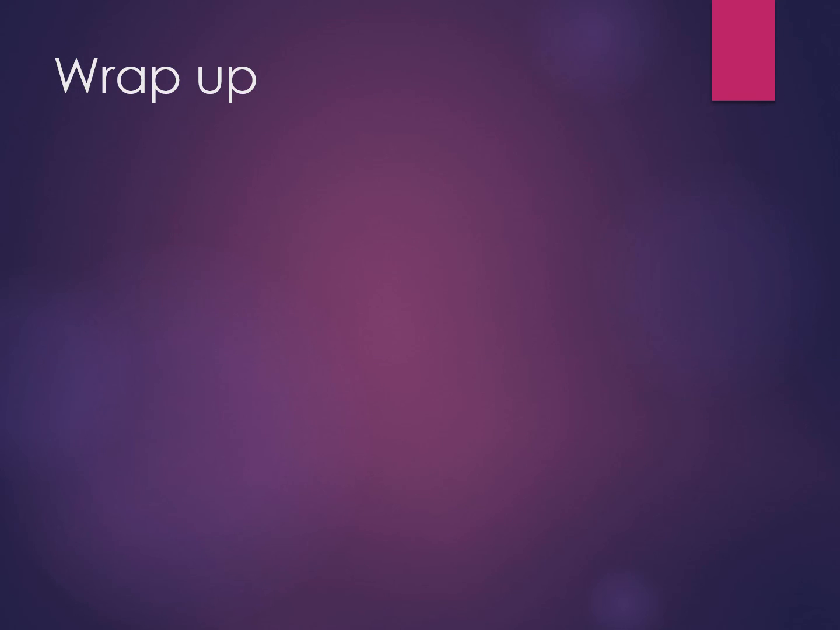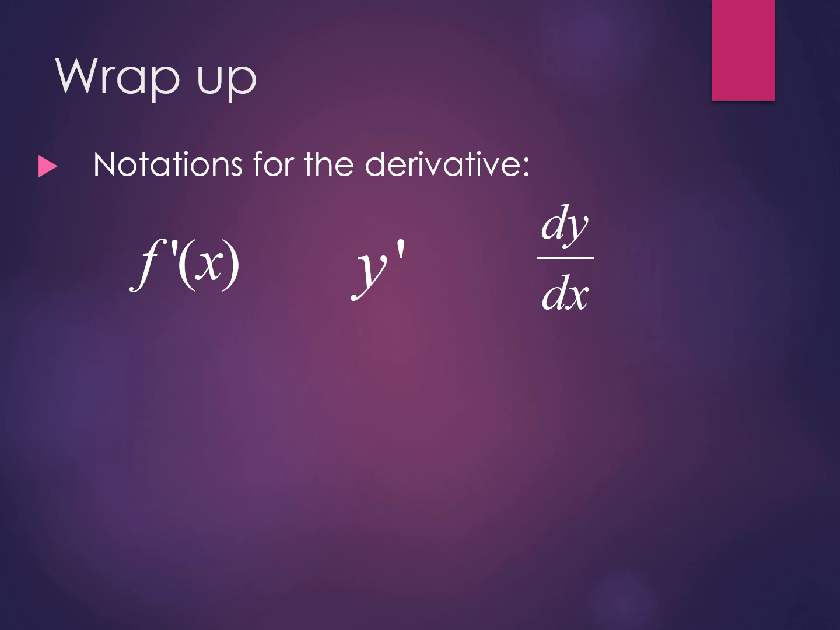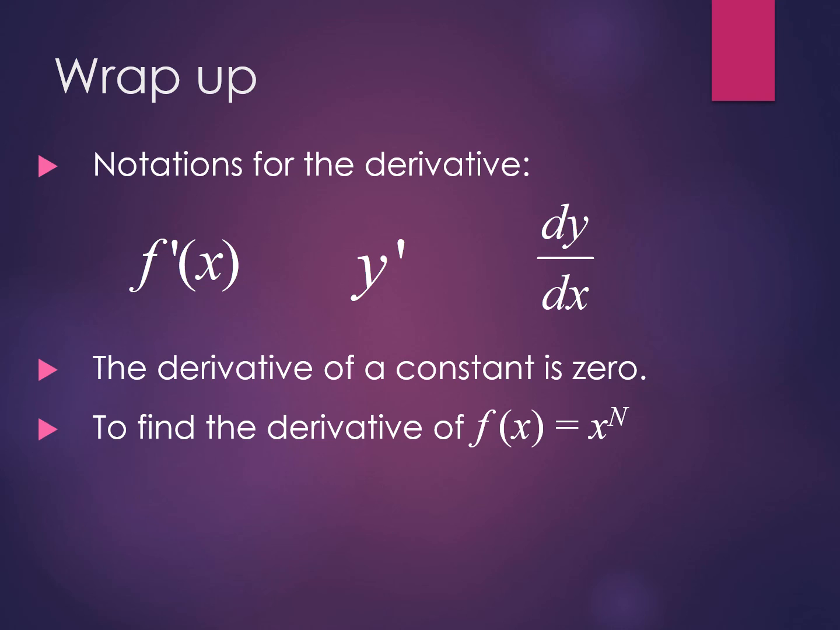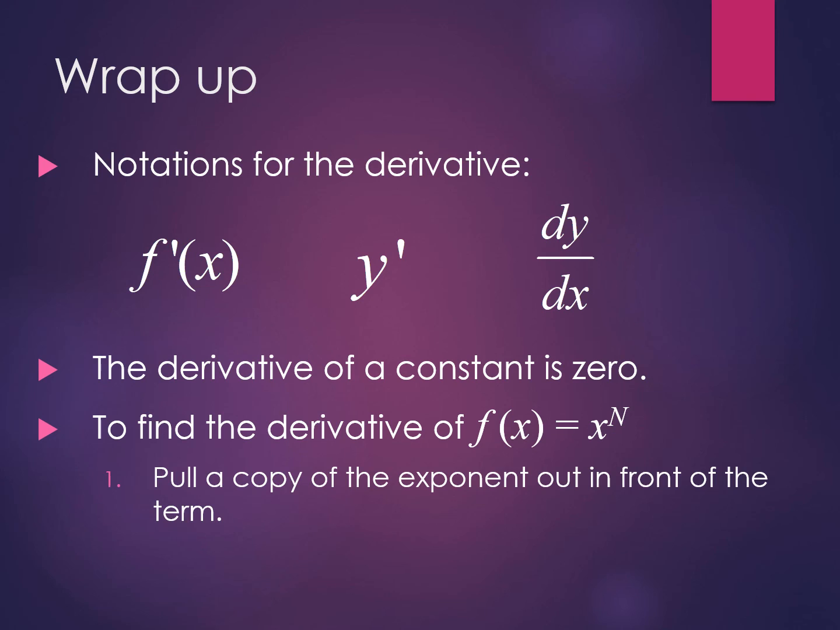So let us wrap up what we have learned today. These are some of the notations for the derivative: f prime of x, y prime, dy over dx. And the derivative of a constant is always equal to 0. And to find the derivative of f of x equals x to the n, first we are going to pull a copy of the exponent out in front of the term. And the next one, subtract 1 from the exponent.